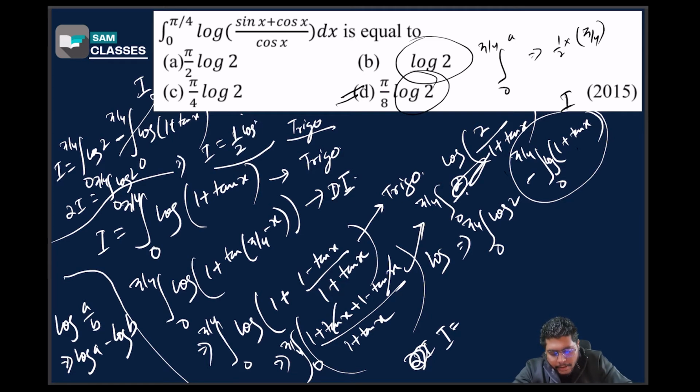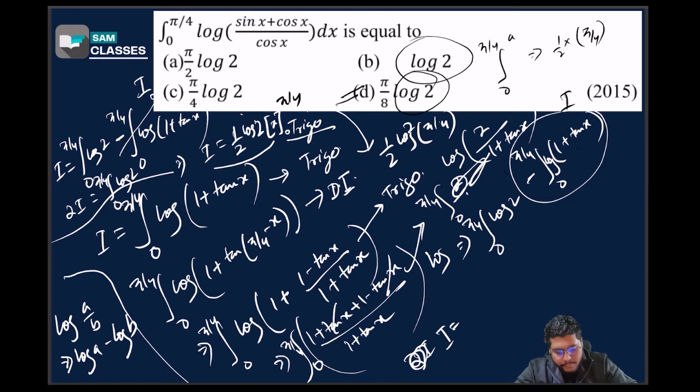So I will be equal to half of, and if I integrate log 2, what I'll get? Log 2 into x, limit from where to where? 0 to pi by 4. So if I solve it here, half log 2 into pi by 4 minus 0. So what you'll get? Pi by 8 log 2. What I got? Pi by 8 log 2.